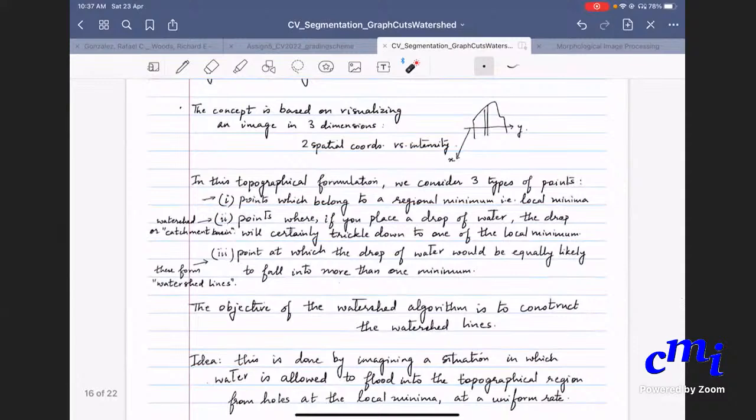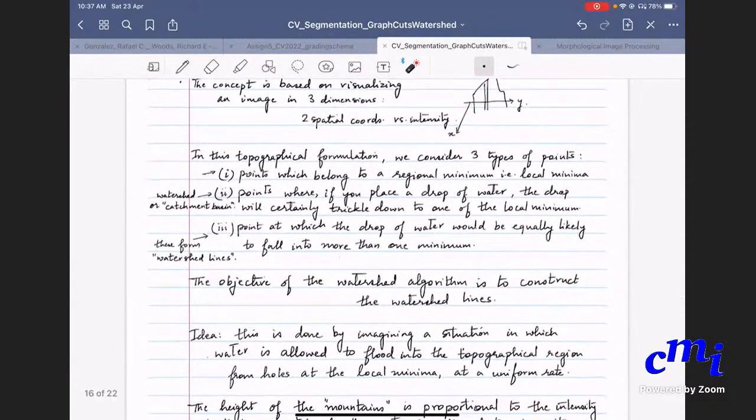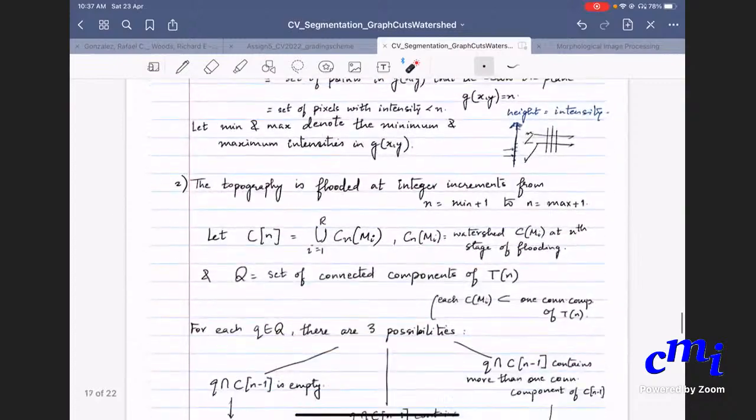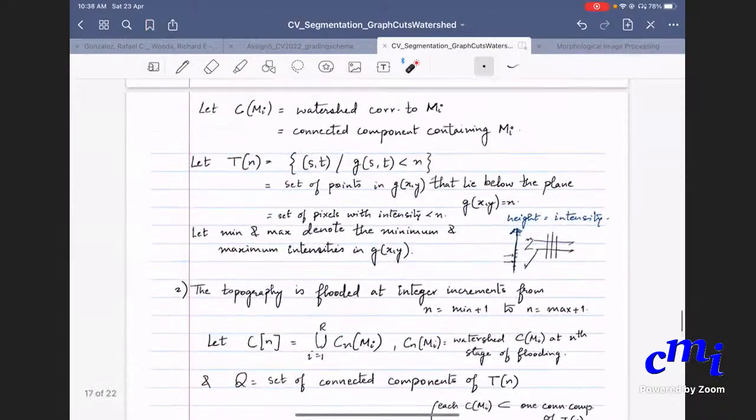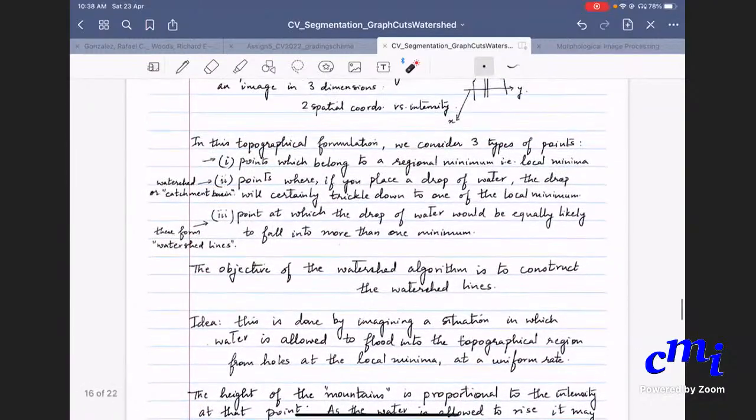So to make this idea precise, I describe the topographical formulation for you. We consider three kinds of points. Points which belong to a regional minima, which means local minima. So we will divide all the pixels into three classes. One, those are where you have a minima. By the way, this minima is with respect to the gradient image. Okay. So the way in which the watershed algorithm works is it first looks at the gradient image. In the gradient image, you look at the points which have minimum intensity. Okay. So there will be some points of minimum intensity.